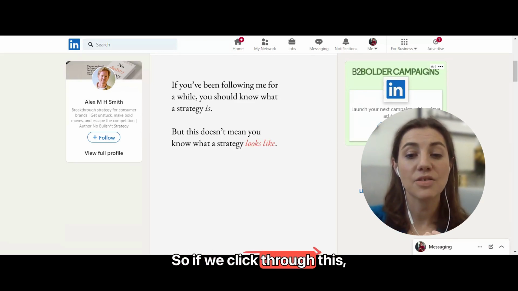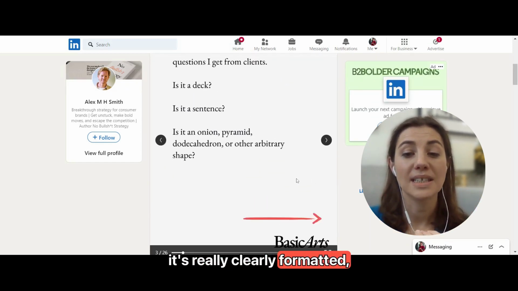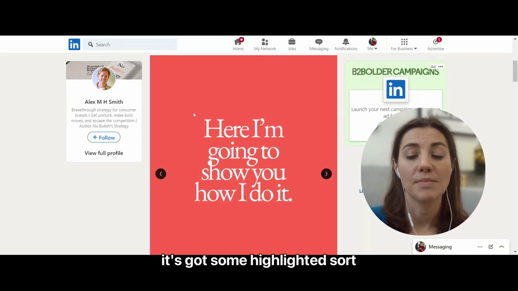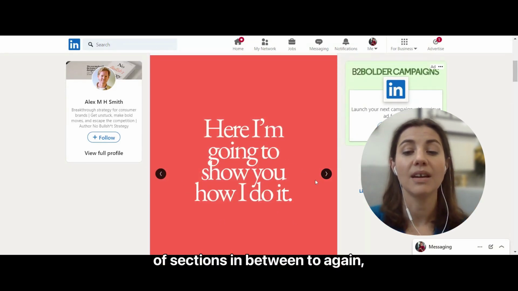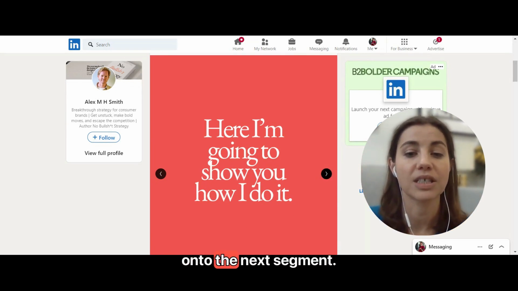right? So if we click through this, we can see it's well branded. It's really clearly formatted. It's really easy to read. It's got some highlighted sections in between to, again, give my mind an opportunity to stop, think about it, and then get into the next segment.